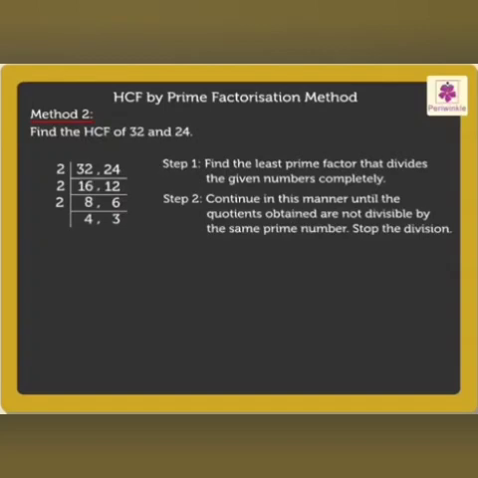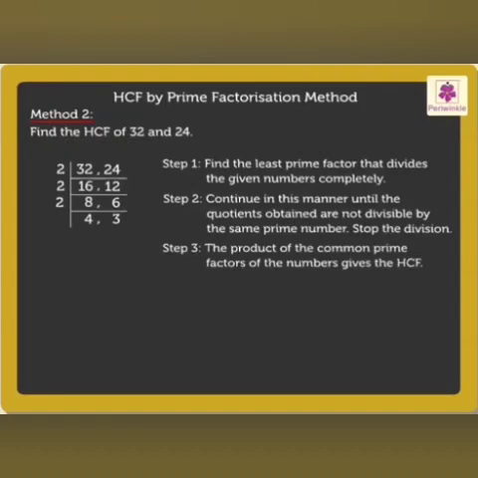Now here, numbers 4 and 3 are not divisible by the same prime number. Thus, we stop the division here. Step 3. The product of the common prime factors of the numbers gives the HCF. The numbers we wrote on the left are the common prime factors. Thus, the HCF of 32 and 24 is equal to 2 into 2 into 2 is equal to 8.